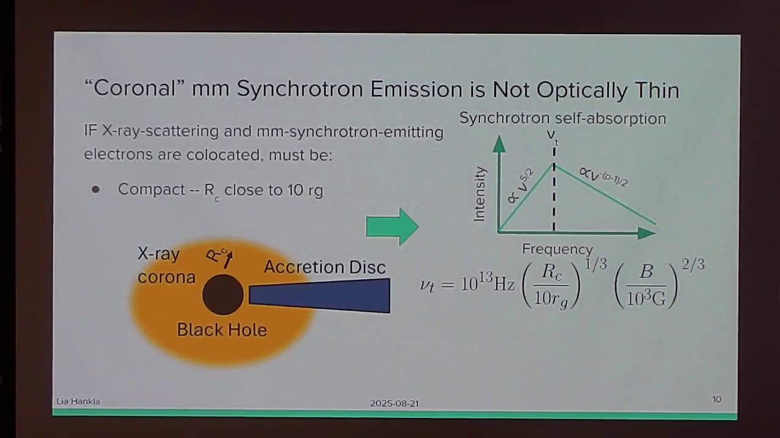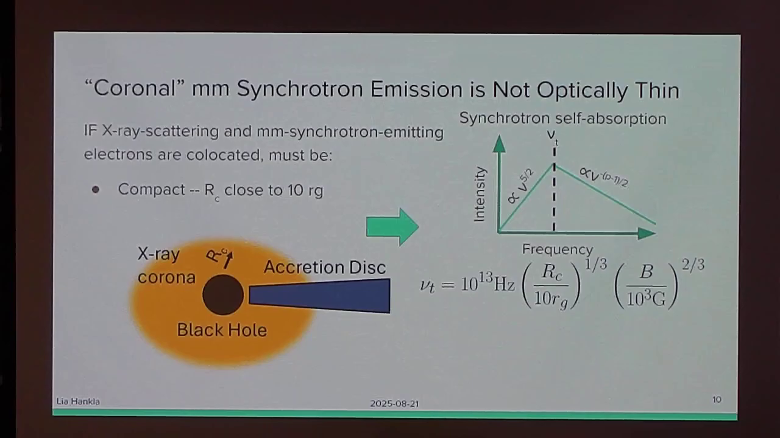The main problem here is that if you take these very strong magnetic fields and put them into this very small region of space, like that 10 Rg compact number, you're not optically thin anymore. And that optically thin frequency is a really useful number because you can probe this p, the underlying electron distribution function's power law index. That would be really nice to extract for the corona. But you can't, because the synchrotron photons start absorbing and thermalizing the plasma.